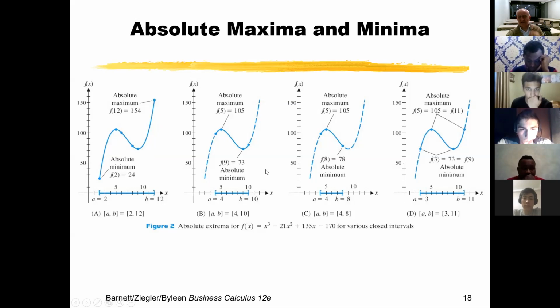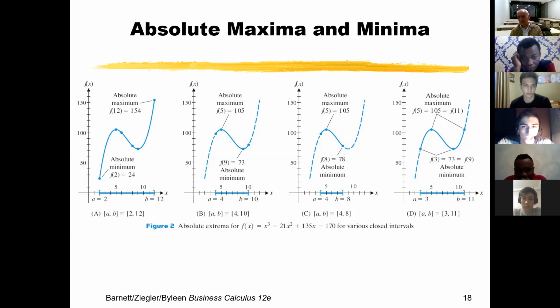Now look at the second picture. This function is defined on the interval 4 to 10. Here the absolute maximum and the local maximum are the same. Absolutely, Sandra is right. So in this case the absolute maximum occurs at the local maximum. Also, the absolute minimum and the local minimum coincide. Very good.